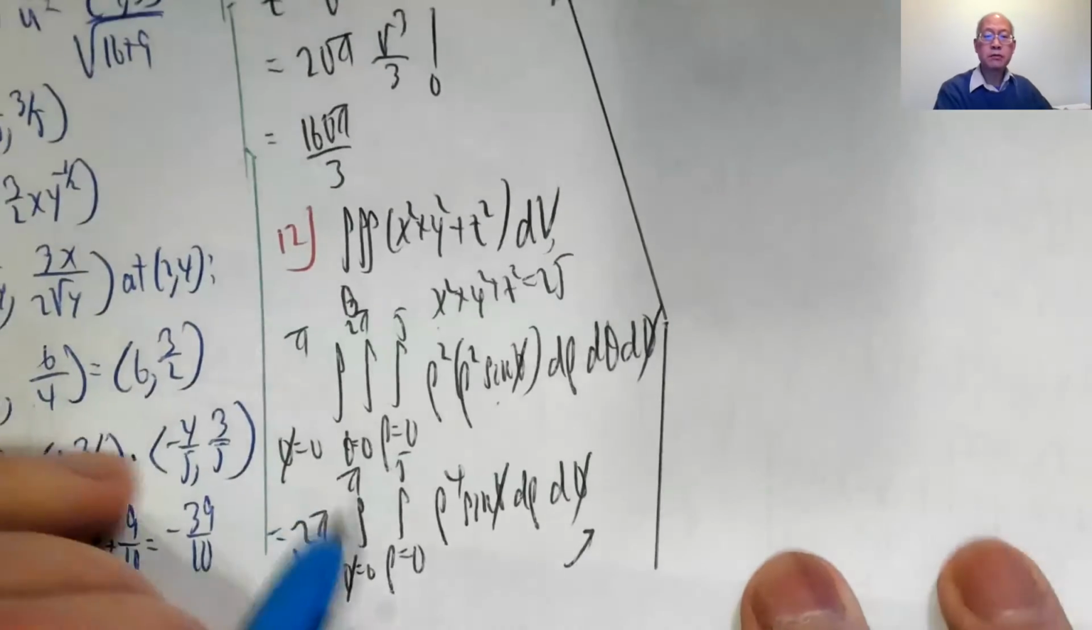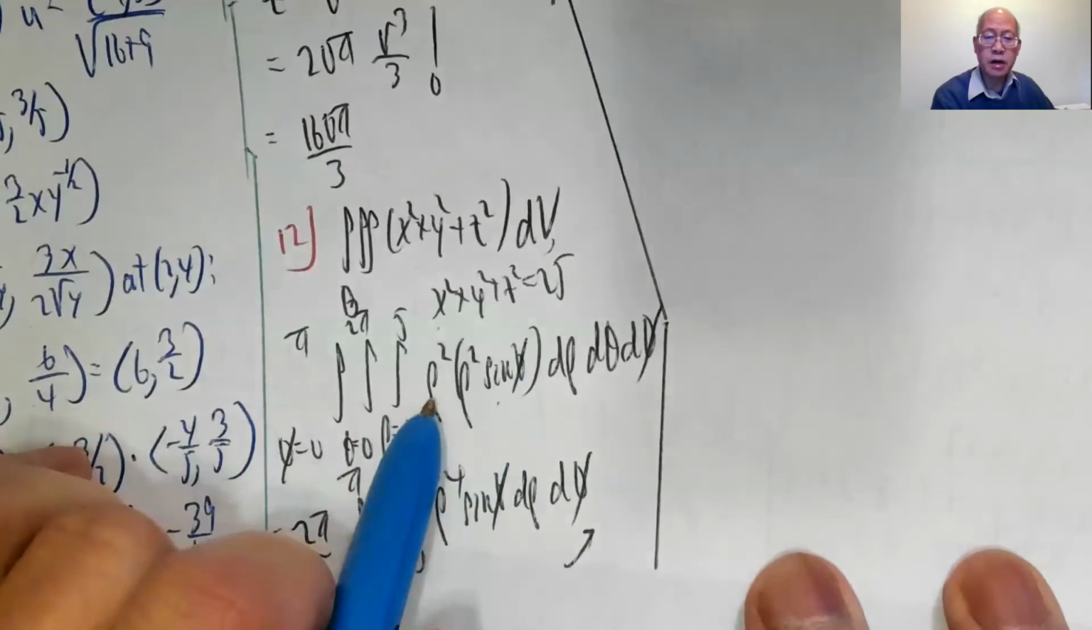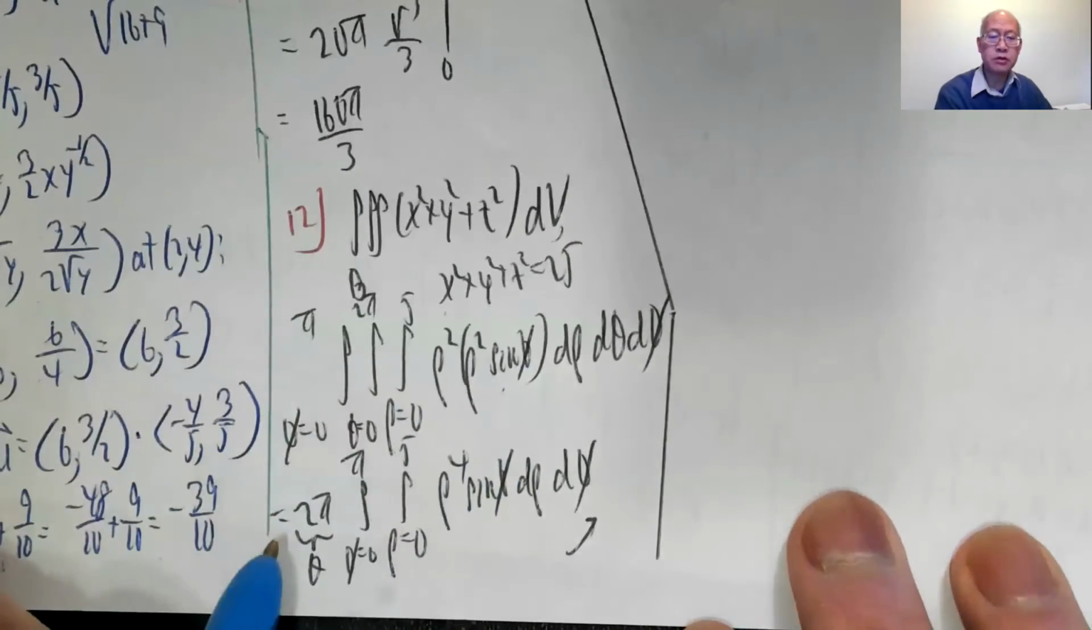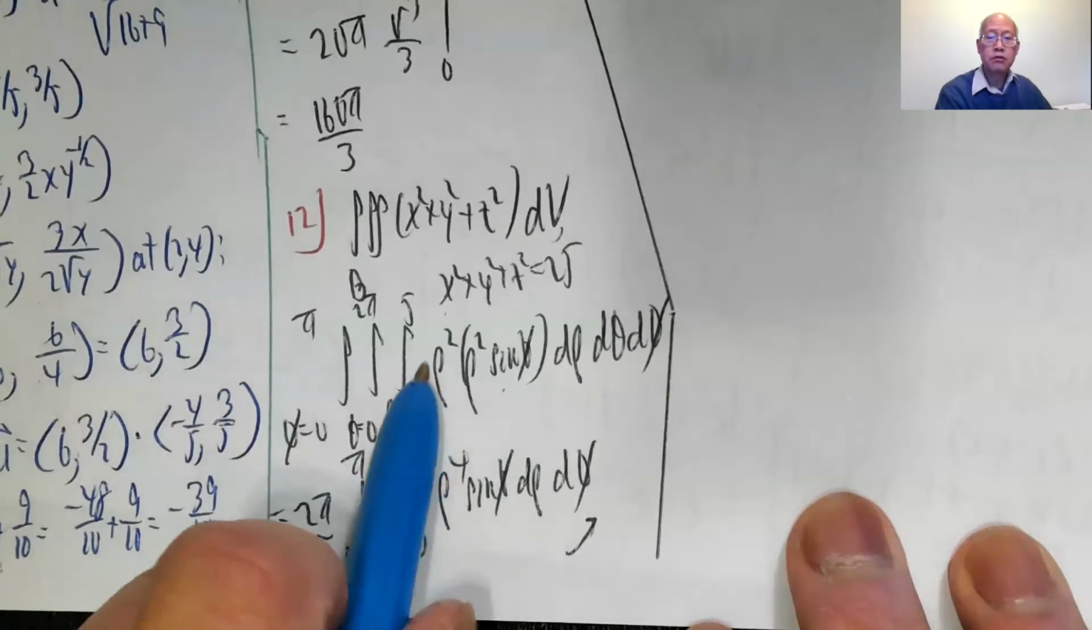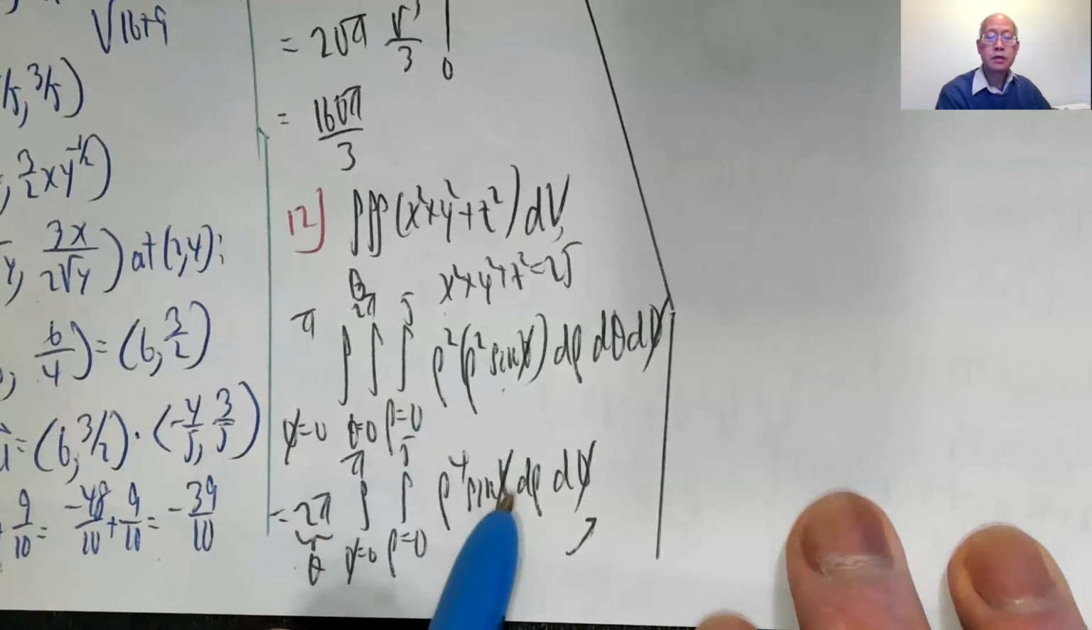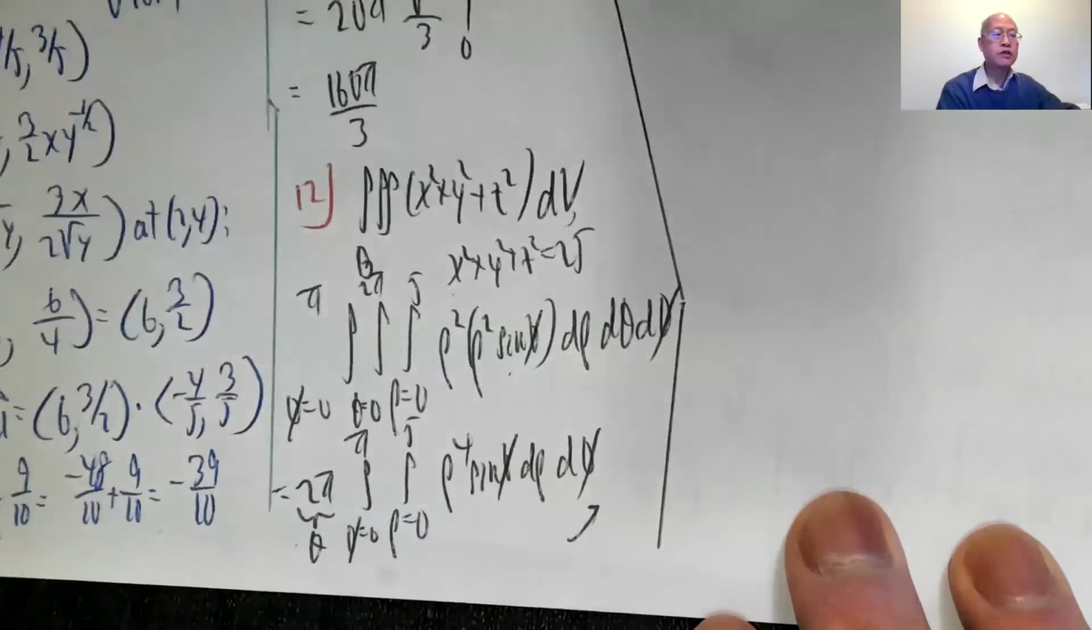All right, so this expression does not depend on theta, so take out the length of the theta interval, 2 pi. Phi is going from 0 to pi, rho from 0 to 5, rho to the fourth sine phi, d rho, don't need d theta anymore, d phi. So that's going to be rho to the fifth over 5.